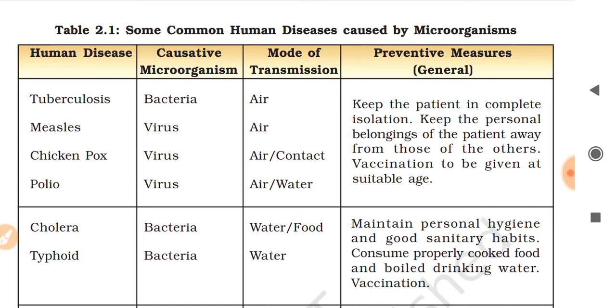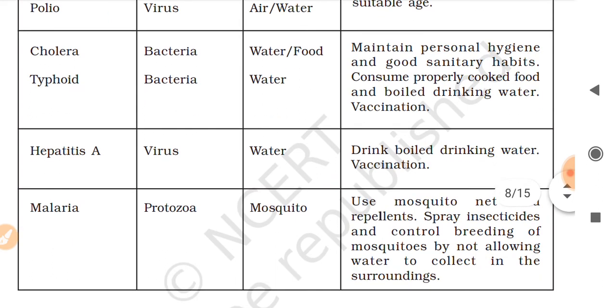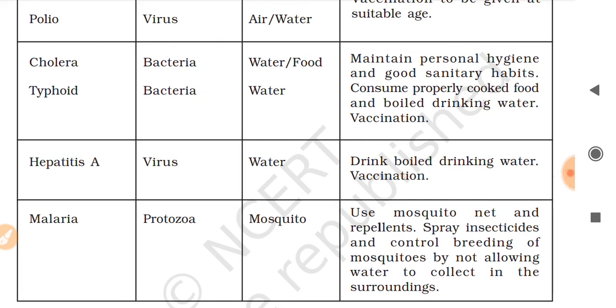Then cholera and typhoid. There are two diseases which are caused by bacteria. The mode of transmission is water and food for the first, and water for the second one. So the preventive measures are to maintain personal hygiene and good sanitary habits, consume properly cooked food and boiled drinking water, and vaccination is also a preventive measure for these diseases. Then hepatitis A. Hepatitis A is caused by a virus and it is spread by water. Drink boiled drinking water. Vaccination also.